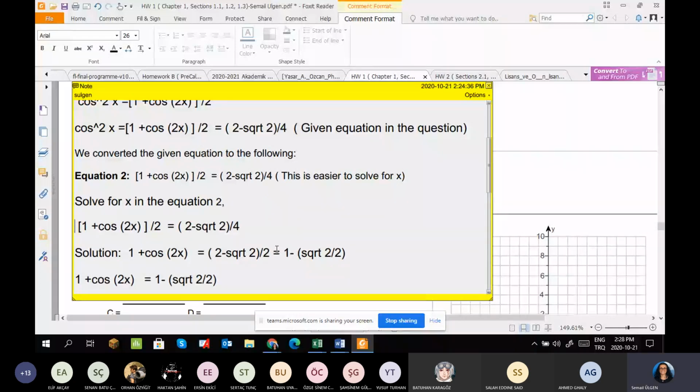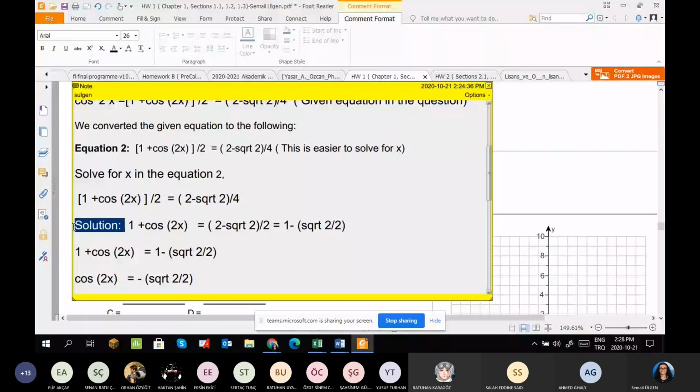Okay, I'm going to erase that. How would you solve it? You multiply both sides by 2, and the 2's are gone. I have 2 left here, and then I simplify this as 2 over 2 is 1, minus square root of 2 over 2. So I get 1 plus cosine 2x is equal to 1 minus square root of 2 over 2.